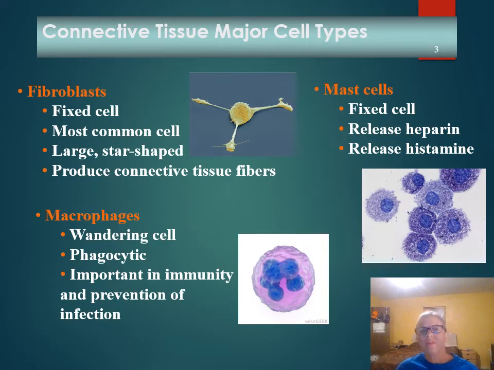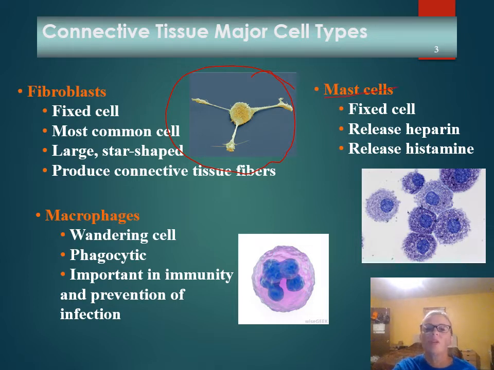We have some different types of cells in connective tissue, and we can break those down into two categories. We have fixed cells, which like to stay in place, and then we have wandering cells, which will move in and out of tissues temporarily, often in response to an injury or an infection. For our fixed cells, we have fibroblasts and mast cells. Fibroblasts are the most common type of fixed cell in a connective tissue. They are large and star-shaped, and they produce different fibers in connective tissues.